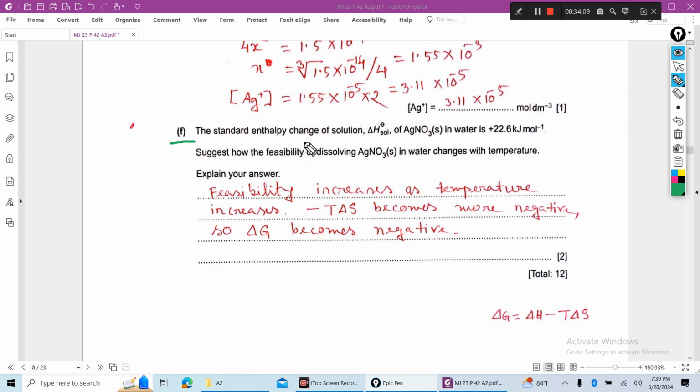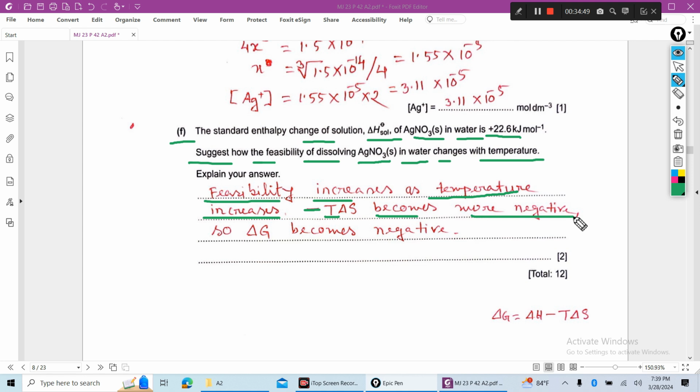F, the standard enthalpy change of solution of silver nitrate in water is plus 22.6 kilojoule per mole. Suggest how the feasibility of dissolving silver nitrate in water changes with temperature. Feasibility increases as temperature increases, because as T value increases, T times delta S becomes more negative.